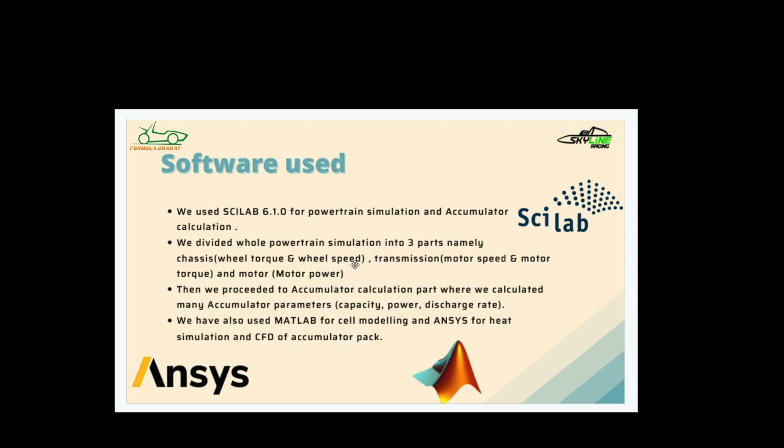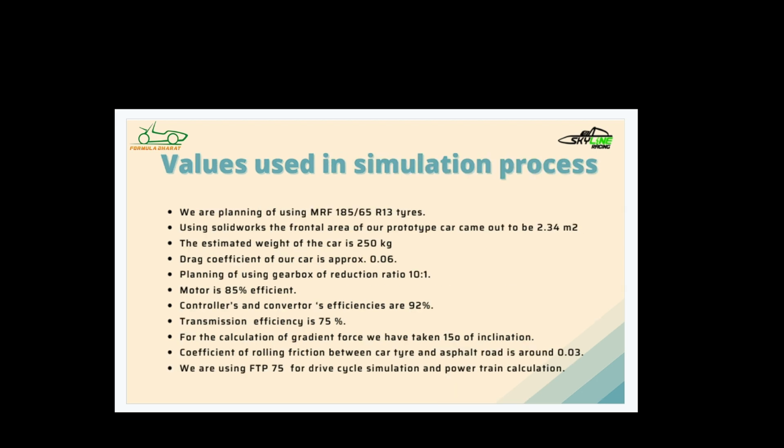This year we have used software like Scilab, ANSYS and MATLAB Simulink for designing different modules, and ANSYS for simulating the heating cooling system. So these are the various values used in simulation. The motor is 85% efficient. The converter's efficiency has been increased from 90 to 92%. Transmission efficiency has been increased from 73 to 75%.